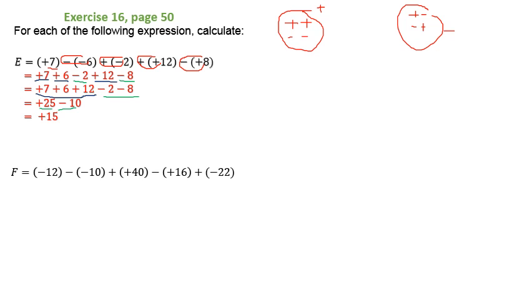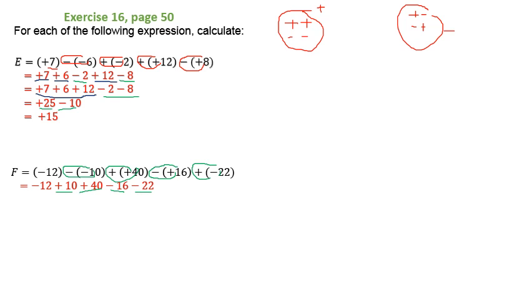Part F. Minus 12 minus minus 10 plus 40 minus plus 16 plus minus 22. Here we have, I write on the line, minus 12, and minus minus is the same sign, so we replace it by a plus. Same sign, plus, we replace it by a plus. Opposite signs here, minus and plus, so we write minus. Plus and minus, we write minus.